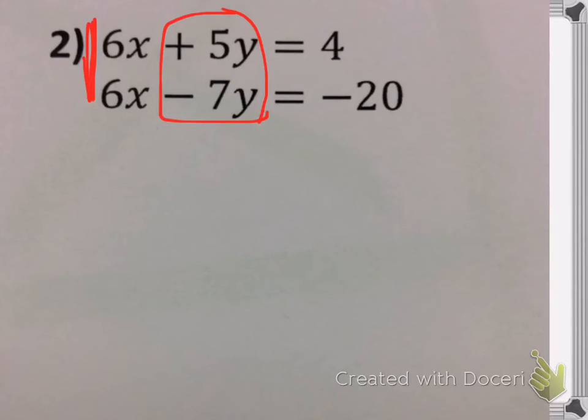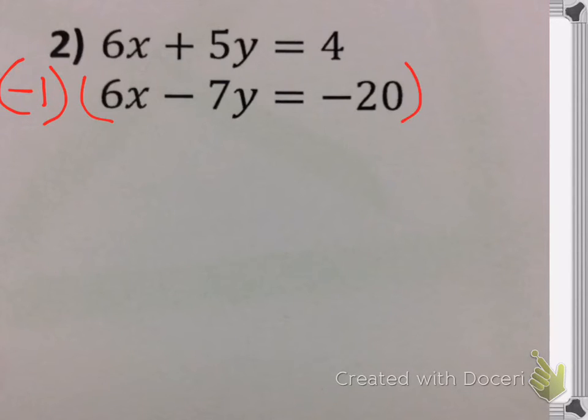So you can totally do it that way if you want to. You can choose which variable you want to cancel. But because the 6s are the same number, I'm going to just choose to multiply one of these through by a -1. I'm going to do it to the bottom equation. So I'm going to take the -1 and just multiply it through. I'm going to have a -6x when I do that, a positive 7y, and a positive 20.